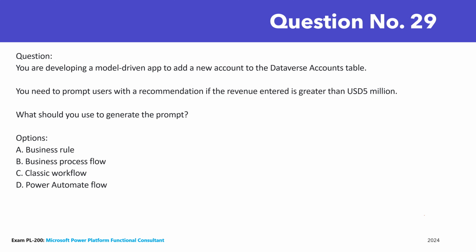Question. You are developing a model-driven app to add a new account to the Dataverse Accounts table. You need to prompt users with a recommendation if the revenue entered is greater than USD 5 million. What should you use to generate the prompt? Options. A. Business rule. B. Business process flow. C. Classic workflow. D. Power Automate flow.